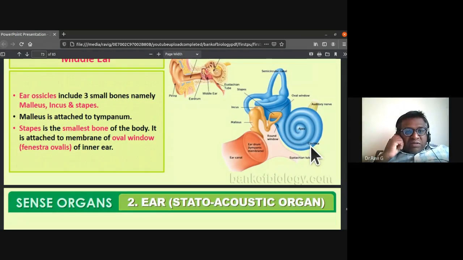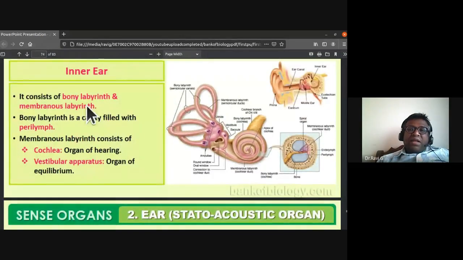The ear ossicles include three bones, which you can remember as malleus, incus, and stapes. Malleus is attached to the tympanum. Stapes is the smallest bone of the body, attached to the membrane of the oval window, the fenestra ovalis of the inner ear.